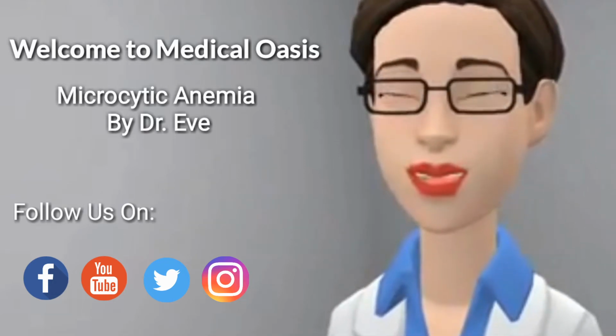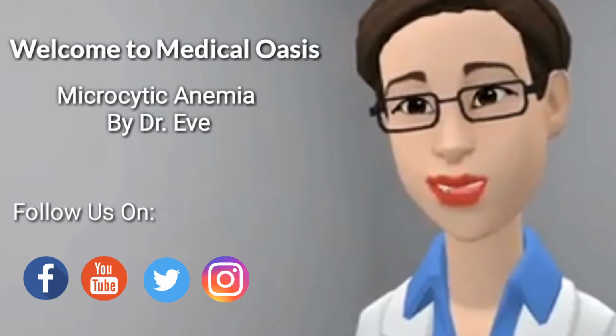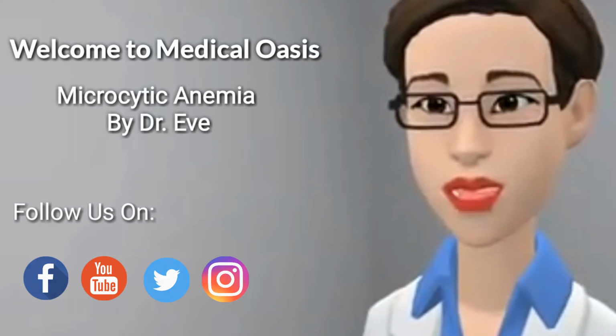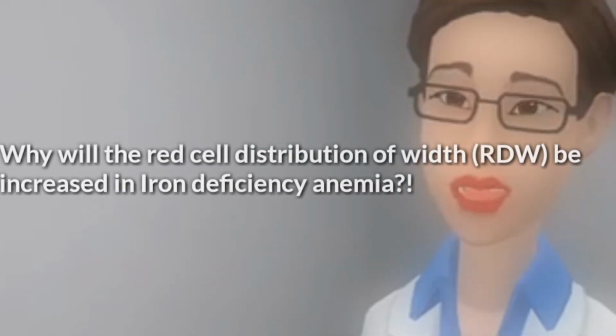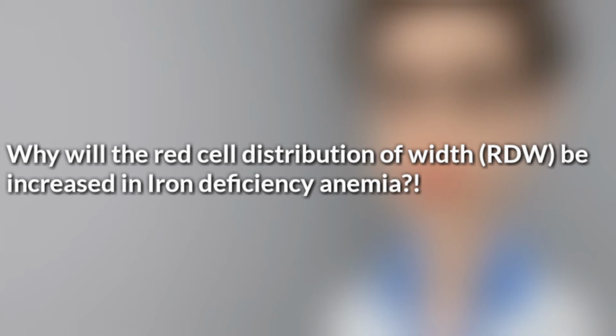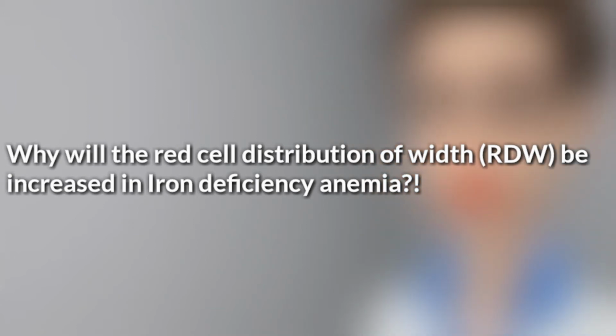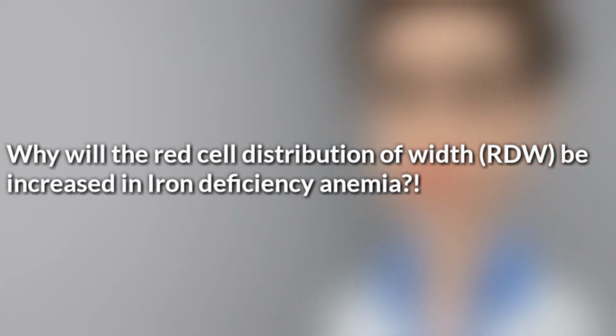Finally, we have reached the end of this lesson, and as in the previous lesson, I would like to end it with a question. I will give you a few seconds to think about it before I give the correct answer. So, ladies and gentlemen, the question is, why will the red cell distribution width be increased in iron deficiency anemia?